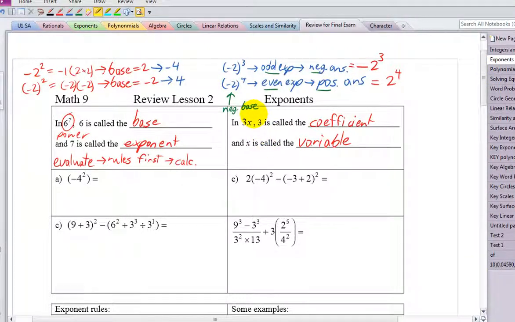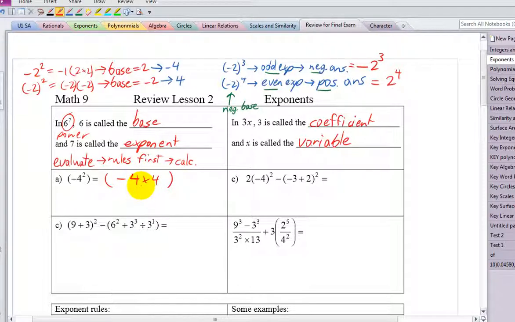Definitions: 3 is called the coefficient and x is the variable. So what I want you to do here is evaluate, use your rules first, and then calculate. So right here, what kind of base do you have? No, you do not. There is no brackets right there, so you don't have a negative base, you have a +4 base. This equals, with those brackets they had, -4 times 4.